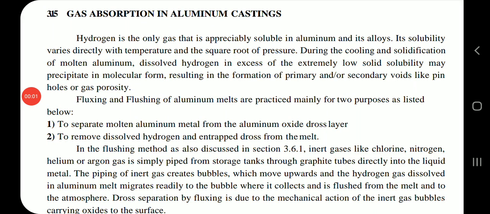Gas absorption in aluminum castings. Hydrogen is the only gas that is appreciably soluble in aluminum and its alloys. Its solubility varies directly with temperature and the square root of pressure.